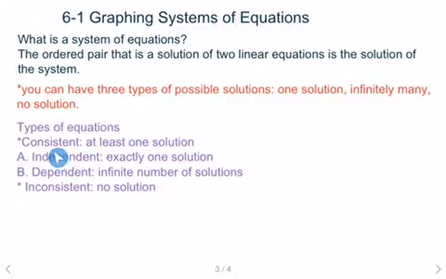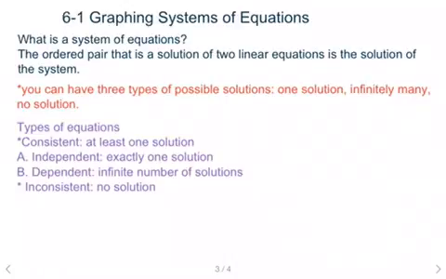You have consistent, and under that heading of consistent, we have consistent independent. When we have consistent independent, we have exactly one solution. When we have consistent dependent, we have what's called an infinite number of solutions. We've kind of dealt with those before. Then we have an inconsistent system of equations, and that is no solution. Of course, we've dealt with those with equations in the past.